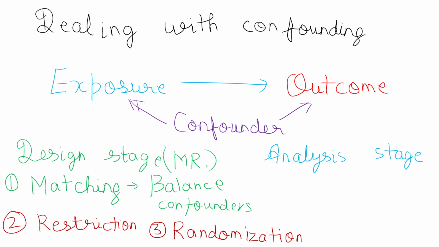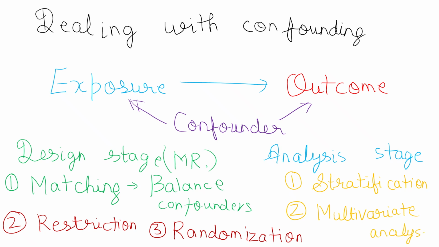Then in the analysis stage, what can we do? We can do stratification. And what else can we do? We can do multivariate analysis. This comes in regression, logistic or linear regression, used in analysis to adjust for confounders. That is known as adjust. It is used in analysis to adjust for confounders. Multivariate analysis, logistic regression model or linear regression model. This can all be done at the analysis stage.